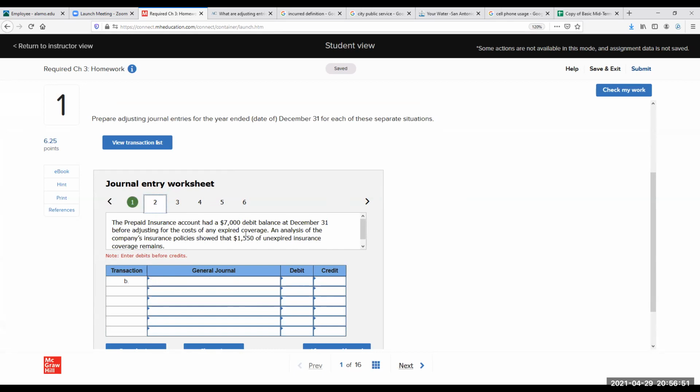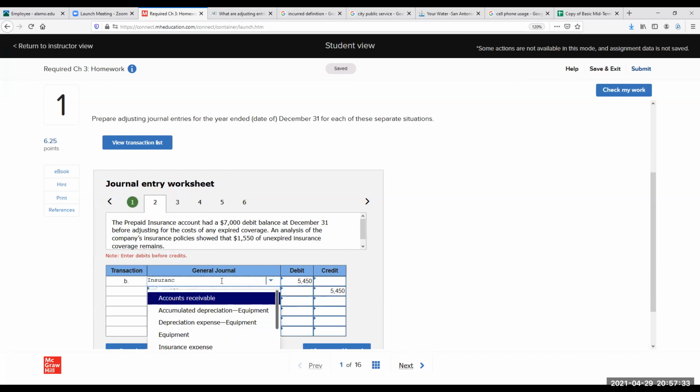The prepaid insurance. So here's where you paid insurance in advance, $7,000 at December 31st before adjusting the cost. An analysis of the company's insurance shows that $1,500 of unexpired remains. So unexpired means that's still an asset. It's still to be used for the next period. So if you had 7,000 and there's only 1,550 left for the next period, how much should you use? You have to subtract them. And your prepaid, which is an asset, goes down on the right side, credit, and expenses all go up on the left. Okay.